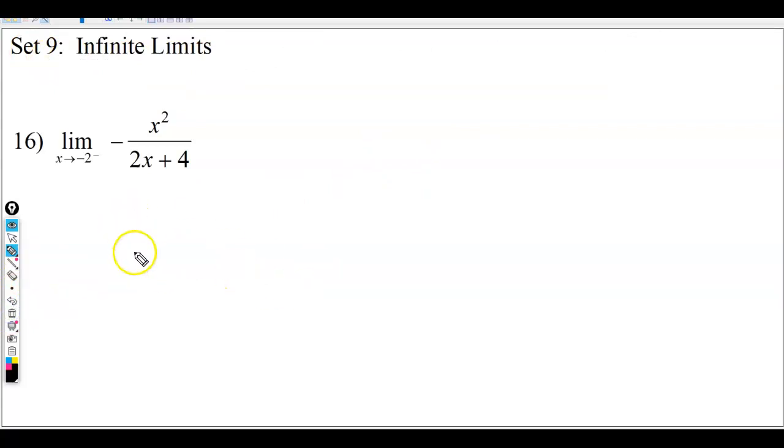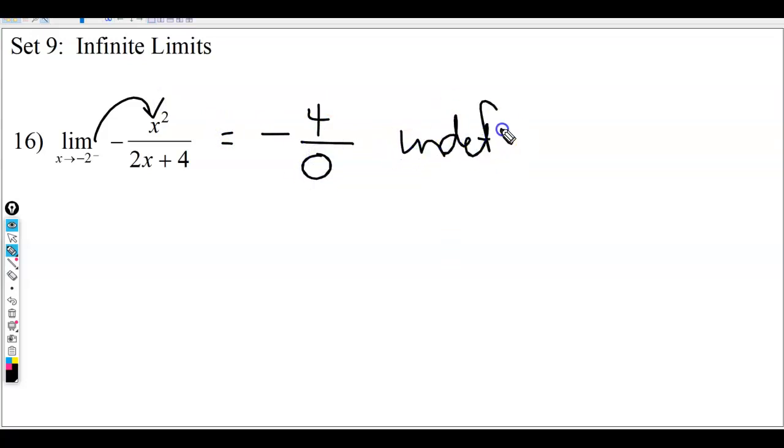All right, so let's go ahead and see what's up with this thing here. So if you tried doing your direct substitution, you're going to get negative 4 over 0. That's undefined, right? There's no answer there. Now, technically, it's not wrong to say that the limit does not exist there, because that is true.